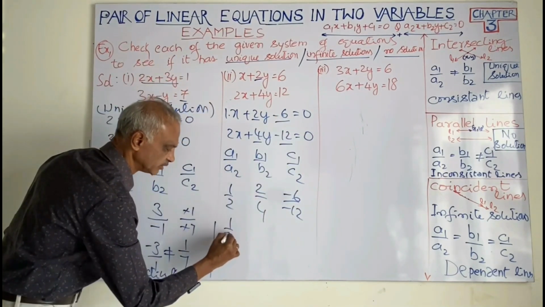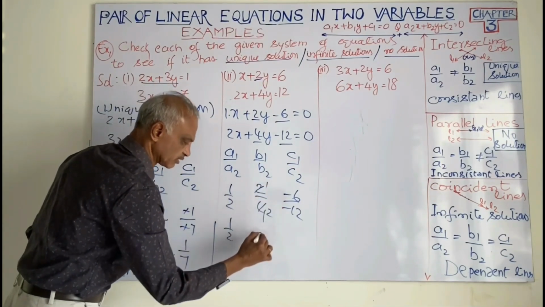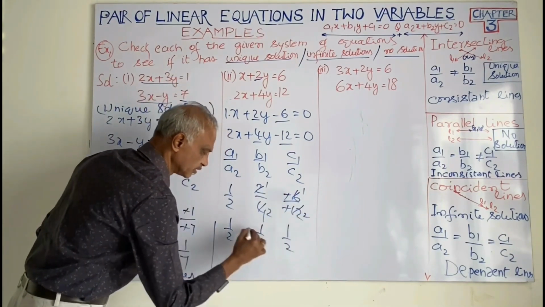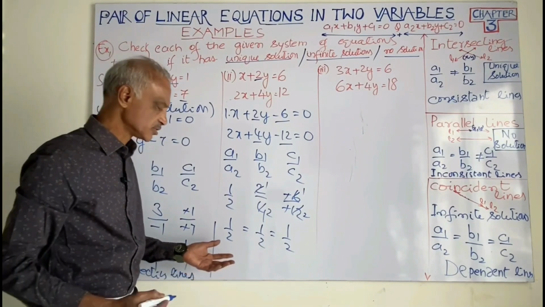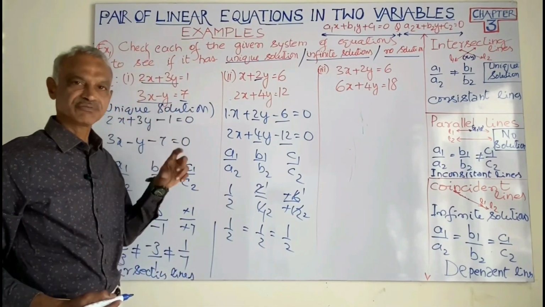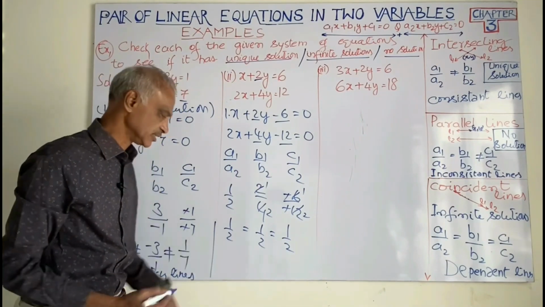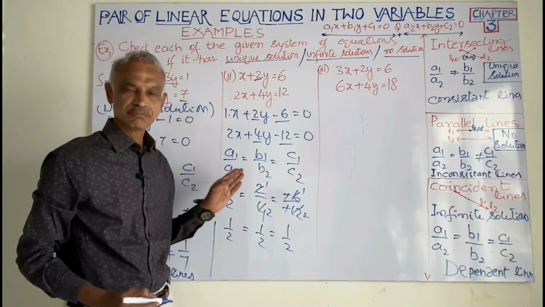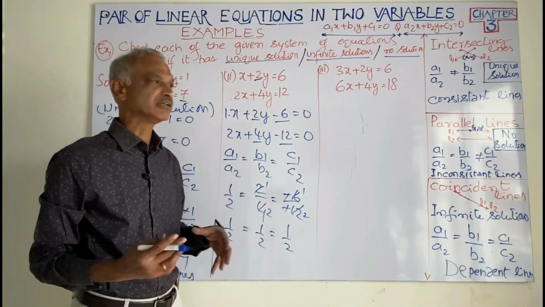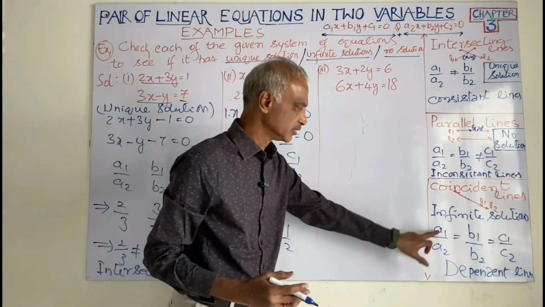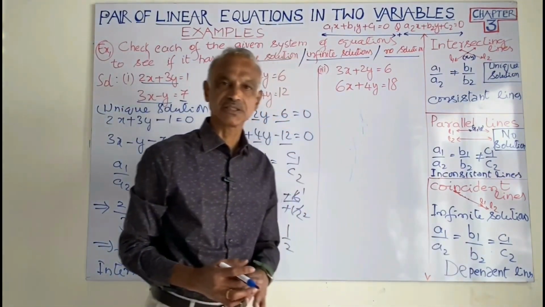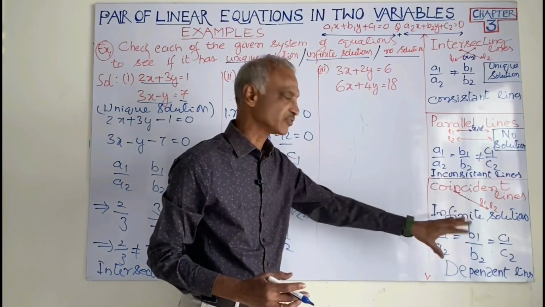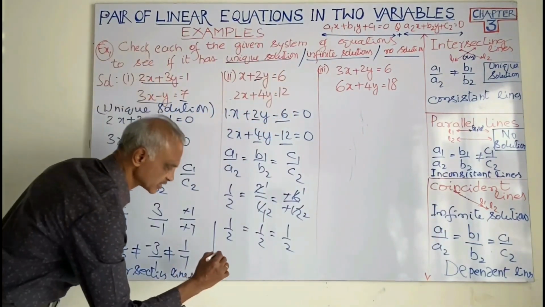Let us find out: 1/2; 2 ones are 2, 2 twos are 4, so 1/2; the minuses cancel, 6 ones are 6, 6 twos are 12, so 1/2. You will find all the ratios of the coefficients in this pair of linear equations are equal to each other. a1/a2, b1/b2 and c1/c2 are equal to each other. Then they are coincident lines. For coincident lines, we will have infinite solutions.